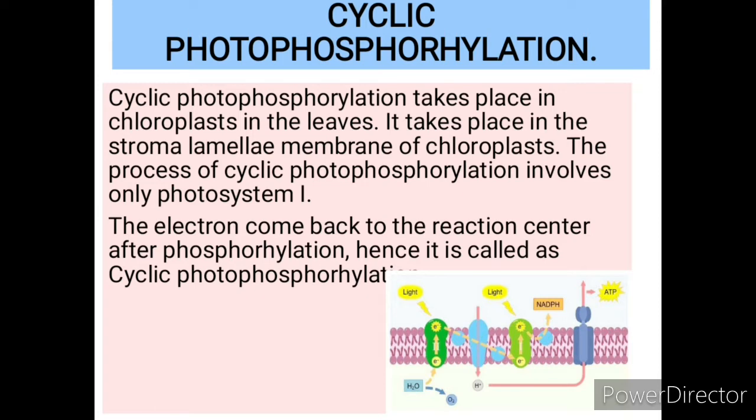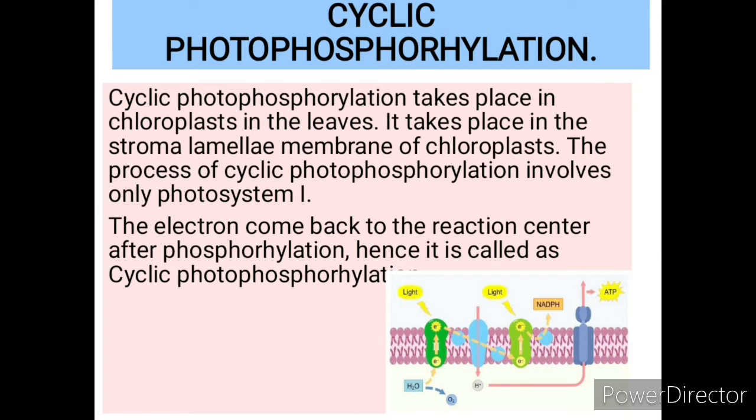The process of cyclic photophosphorylation involves only photosystem first. A photosystem is nothing but a combination of accessory and essential pigments. The photosystem brings about the absorption of light and converts it into food energy. The electron comes back to the reaction center after the photophosphorylation, and hence this is called cyclic photophosphorylation. That means in cyclic photophosphorylation the reaction center is there.